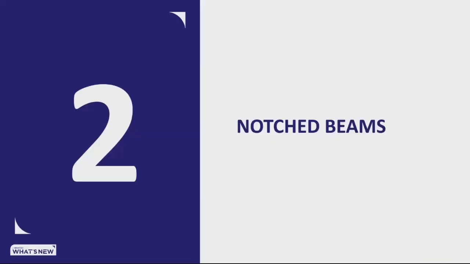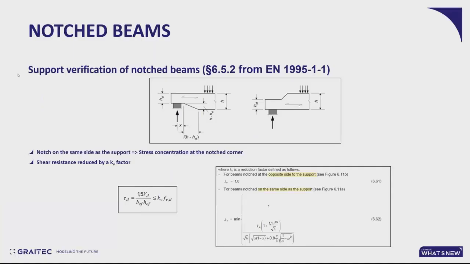So moving on to the notch beam verifications. In AD 2024, we've introduced the verification of beams with a notch on support with two configurations. The notch can be on the same side as the support, or it can be on the opposite side. And when it's on the same side, there will be a stress concentration at the notch corner, which would be around there.